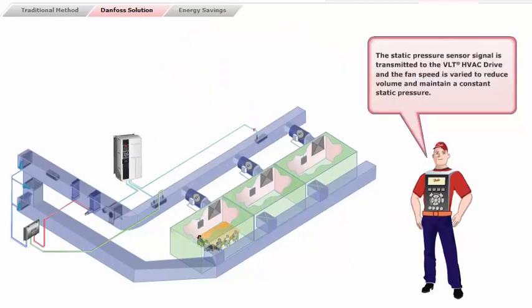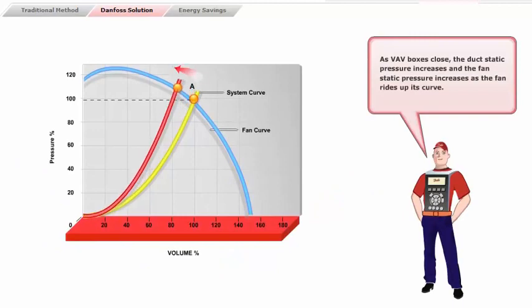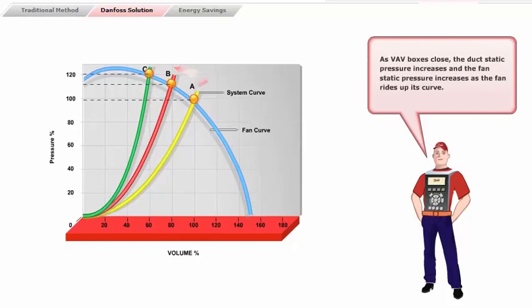The static pressure sensor signal is transmitted to the VLT HVAC drive, and the fan speed is varied to reduce volume and maintain a constant static pressure. As the VAV box is closed, the duct static pressure increases, and the fan static pressure increases as the fan rides up its curve.